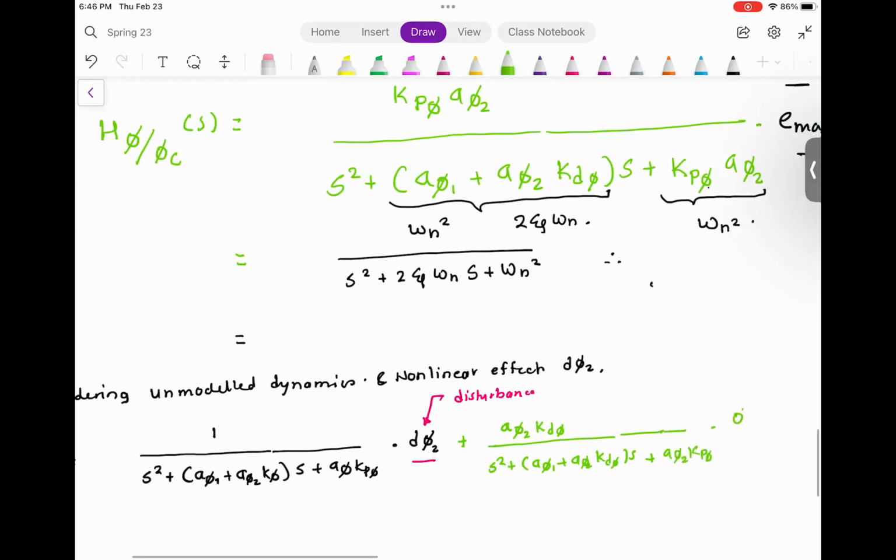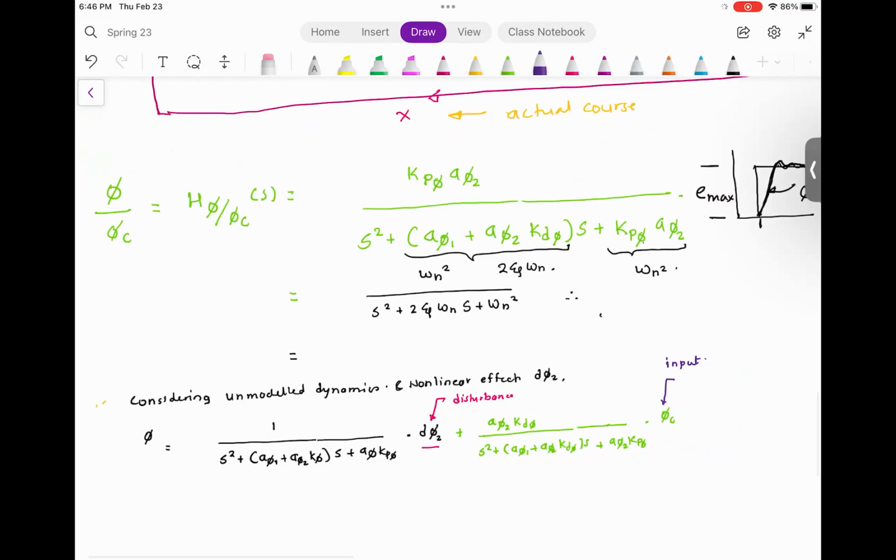multiplied by phi C. So please understand, phi C is the input and you have the disturbance. So the total transfer function will have a component that is related to the disturbance input and the other component that is related to the control input.